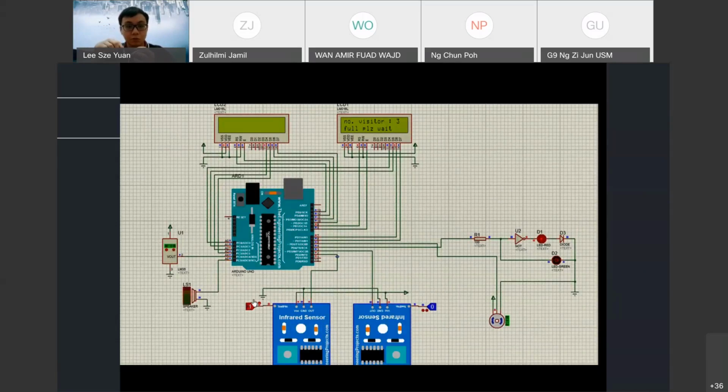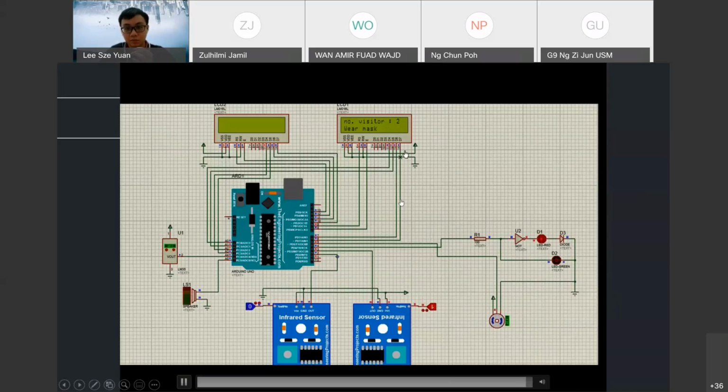When there is someone coming also, the infrared sensor won't function, until someone goes out from the location, so that the system will function as normal. I mean, like before, the first or second condition.